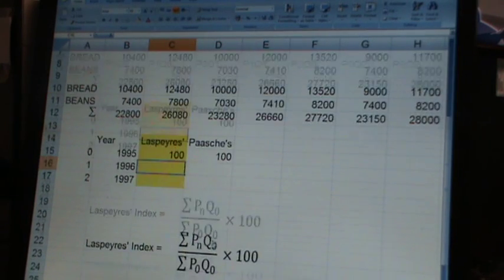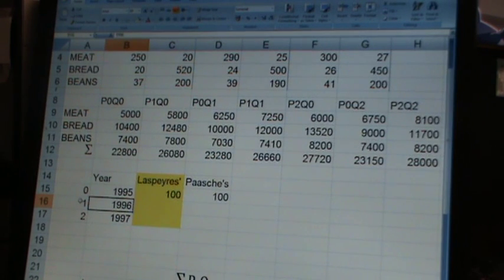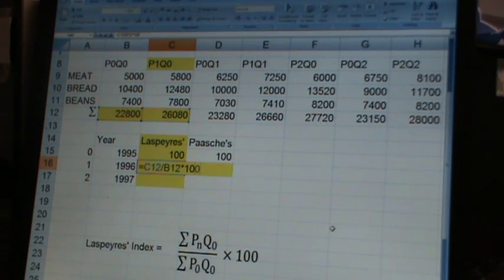Now for 1996, when we are considering calculating Laspeyres, what we need to do is think about our formula, which is Pn Q0 over P0 Q0. Because year 1996 is year 1, we will replace the n by a 1, which means we need P1 Q0 on the top. So we need the total of P1 Q0, which is 26,080, and on the bottom we need P0 Q0, which is 22,800. So basically 26,080 over 22,800 times 100 will give us the Laspeyres value for 1996.